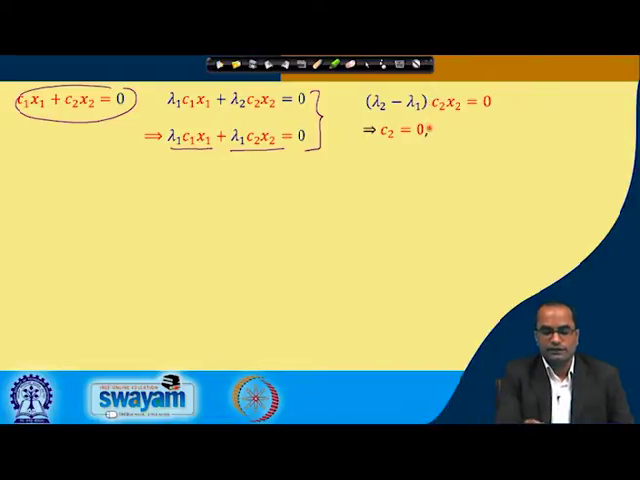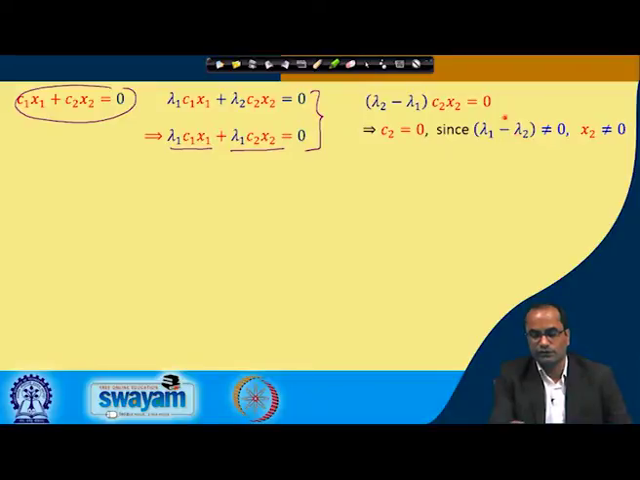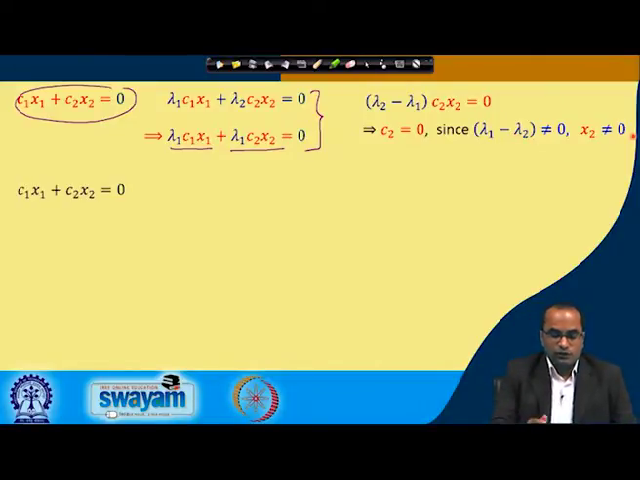And now, what we see is that this equation will imply simply that C 2 is equal to 0, because lambda 2 minus lambda 1 cannot be 0, because we have two distinct eigenvalues, and x 2 is an eigenvector, which again is a non-zero vector. So, this equation implies that C 2 must be 0, as lambda 2 minus lambda 1 is not 0, and x 2 is also not 0.